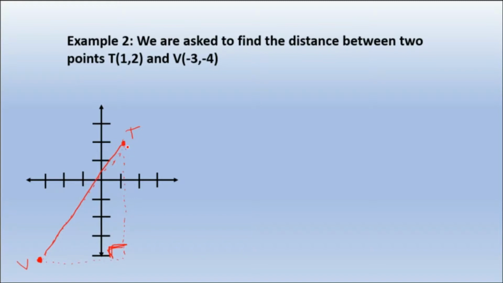So we need our leg lengths now. So let's count spaces. 1, 2, 3, 4, 5, 6. This leg is 6. This one over here, we have 1, 2, 3, 4. 4. Alright, so using our Pythagorean theorem, which is a squared plus b squared equals c squared, we have 6 squared plus 4 squared equals c squared.